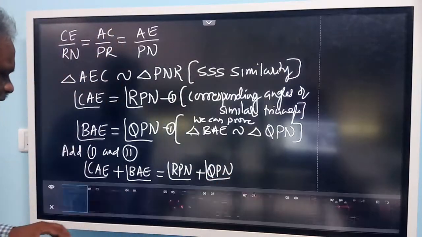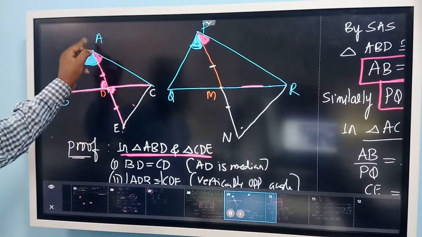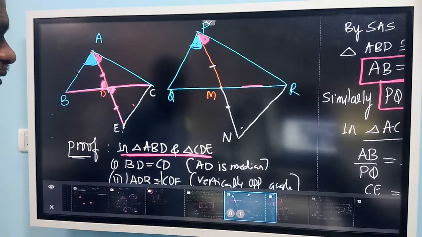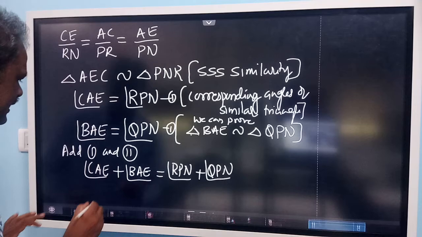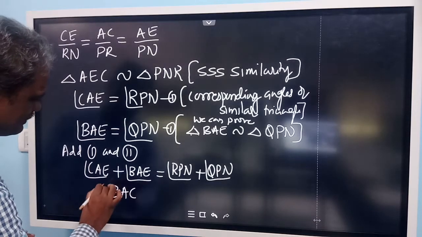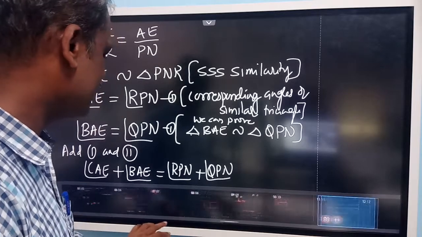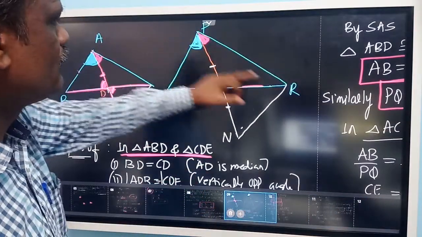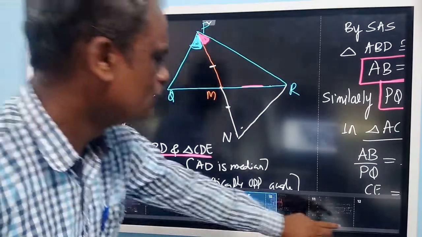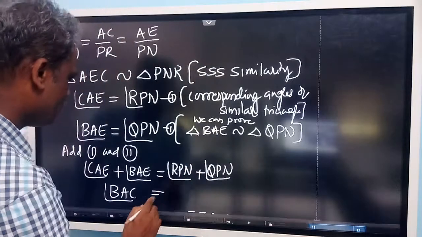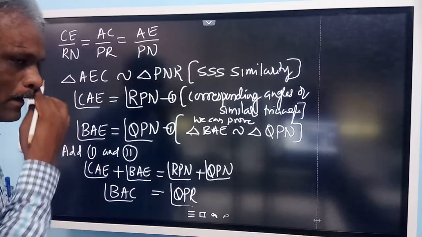Okay, look at the diagram once again. CAE plus BAE, this is nothing but angle BAC. So therefore I will write here angle BAC. The sum of these two angles is equal to RPN plus QPN. Look at the diagram. RPN and QPN, this is nothing but angle QPR or RPQ. You can write here QPR. So these two angles are equal.